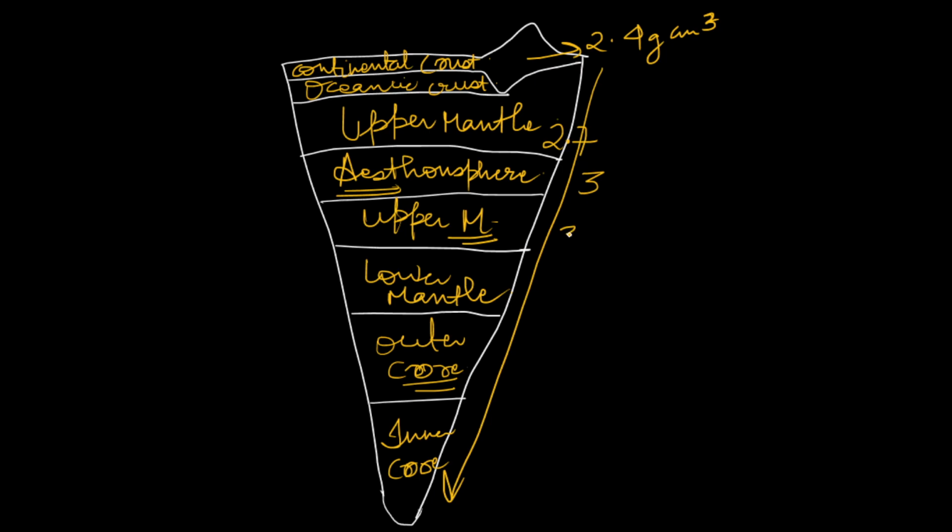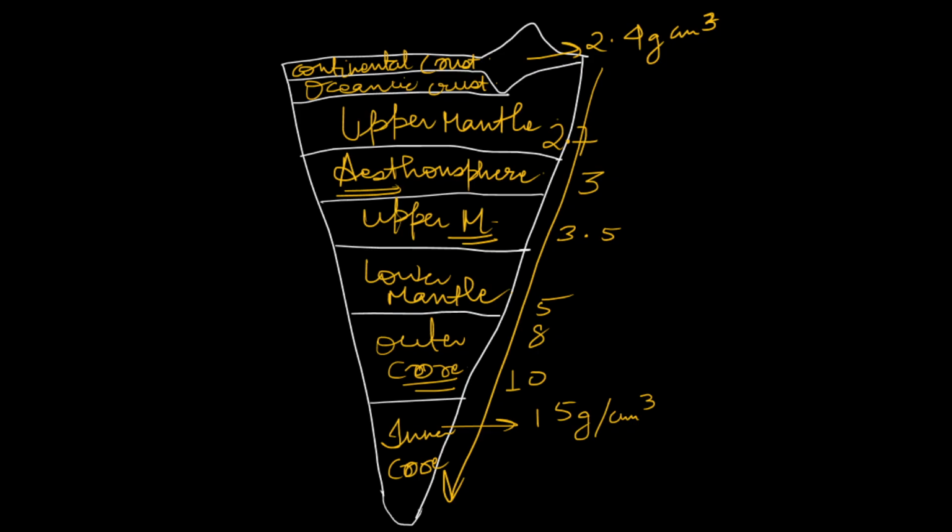Then we go more down, it is 3.5. Then in the lower mantle you will find it 5 to 8. When you go to outer core it will be around 10, and in the inner core, it will be around 15 gram per centimeter cube. So what you observe is that whenever you go down, the density is increasing. That is, the denser layers are at the inner core, and the less dense layers are at the crust part. So this is what you need to remember.